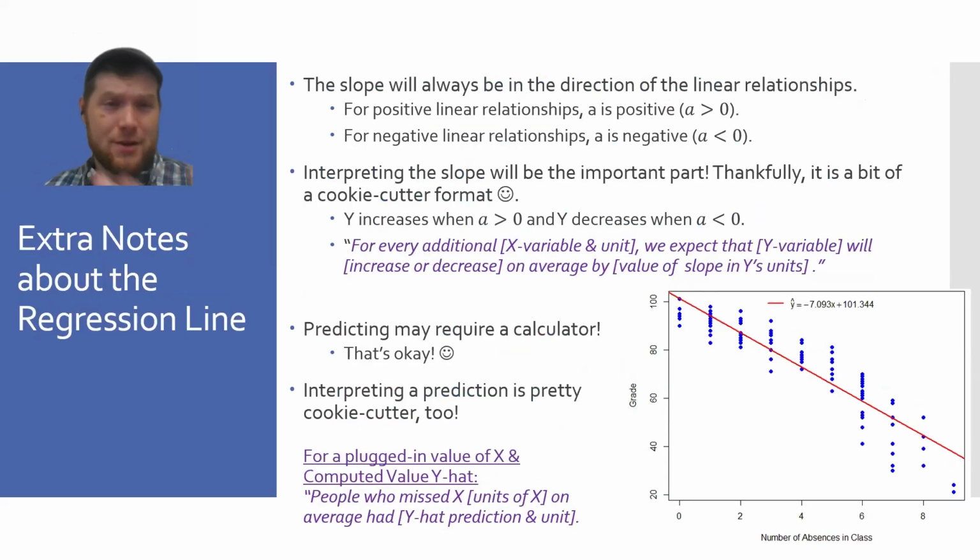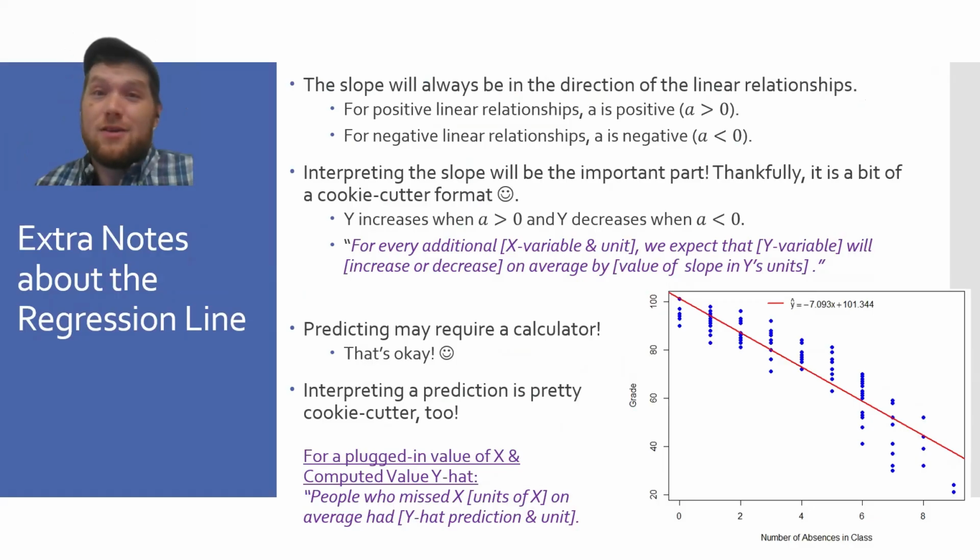Some extra notes on the slope: the slope is always going to be in the direction of the linear relationship. If it's a positive linear relationship, the slope better be positive. If we have a negative linear relationship, then a is going to be negative as well, less than 0. Interpreting the slope is the important part. The intercept we can sometimes get away with, but in other cases we won't focus on it.